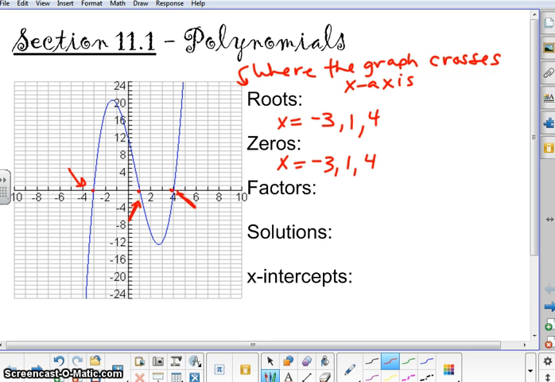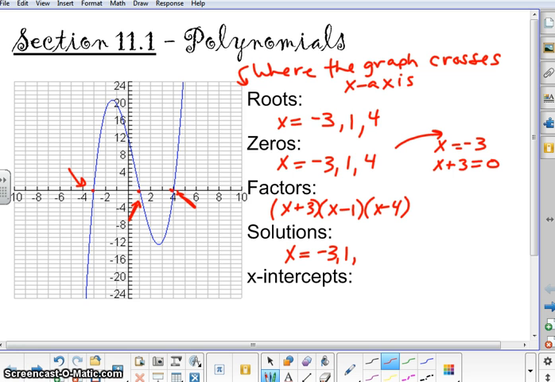The factors are a little different. So you can take a 0, and if you set it equal to 0, you're going to get its factor. So we would say x plus 3, x minus 1, if you do the same thing for the other two, and then x minus 4. Solutions, we go back to what the roots and zeros look like. And then for the x-intercepts, we know that those are points, so we're going to have to label them as an ordered pair. All right, so when you're in doubt on homework, I want you to come back to this page and just remember which one is which.